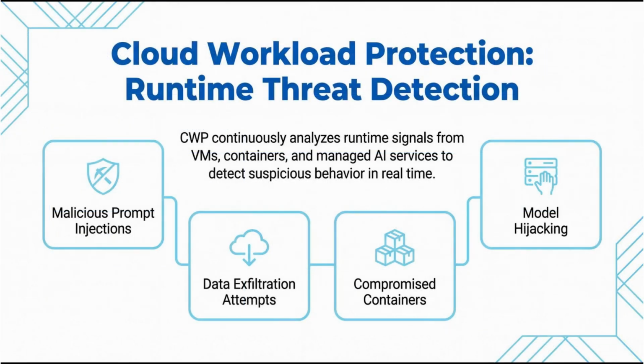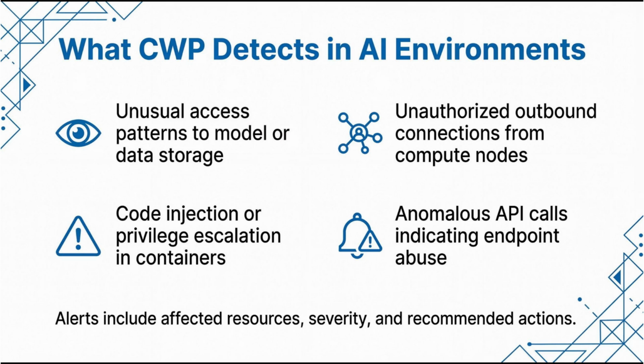Cloud Workload Protection provides real time behavioral analysis across VMs, containers, and managed AI services, detecting malicious prompt injections, data exfiltration attempts, compromised containers, and model hijacking in production environments. CWP identifies unusual access patterns to models or data stores, unauthorized outbound connections from compute nodes, code injection or privilege escalation in containers, and anomalous API call volumes indicating endpoint abuse, all with severity, affected resources, and remediation guidance.